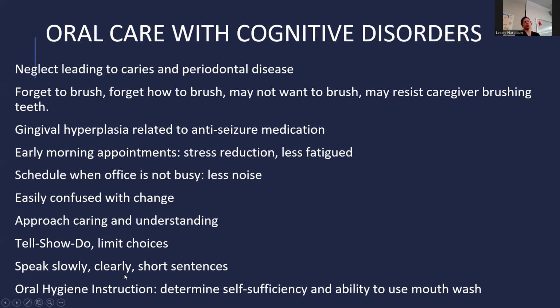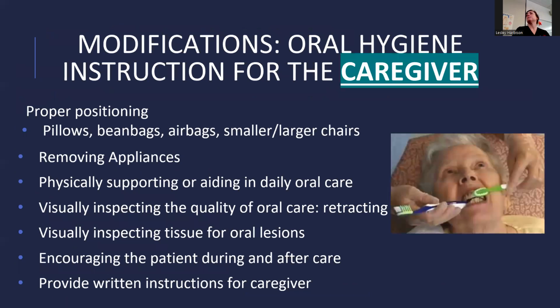Speaking slowly, clearly, short sentences. If there is some kind of cognitive decline, use tell, show, do, and limit their choices. Don't give them a whole bunch of stuff. Give them one thing and get them to do that one thing, or maybe two if it's just mild cognitive decline. If there's a caregiver, you can talk to them about ways to prop them up and do some oral care. So here are some recommendations.